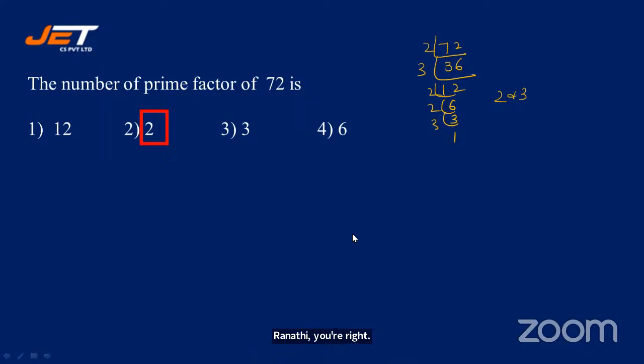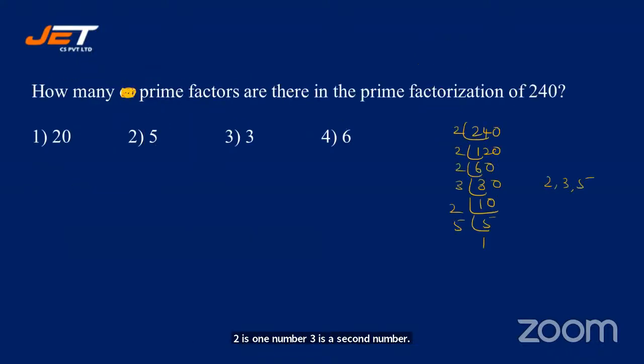It is option 2, which is the correct answer, because when you take 72, you can see in the board that it is being worked out. So how many prime factors are there? There are only two prime factors, that is 2 and 3. Here you are getting 2 cube and 3 square. So it is only 2. 2 is one number, 3 is the second number. So there are only 2 prime factors. All right. Yes, with this understanding, let's move on to the next question.